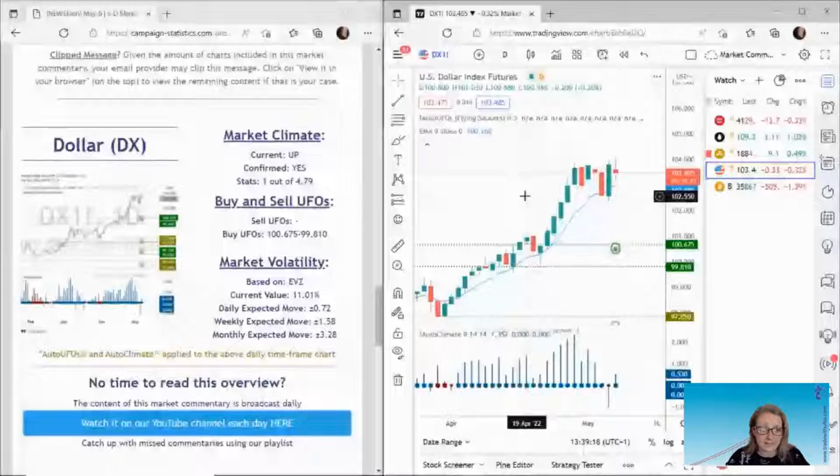In terms of volatility, we'd expect movement up or down in a year of 11.01%. So in a day, 0.72 points. In a week, 1.58 points, and in a month, 3.28 points. And that's the expected movement either up or down. That's the US dollar. Last but not least is Bakkt Bitcoin.